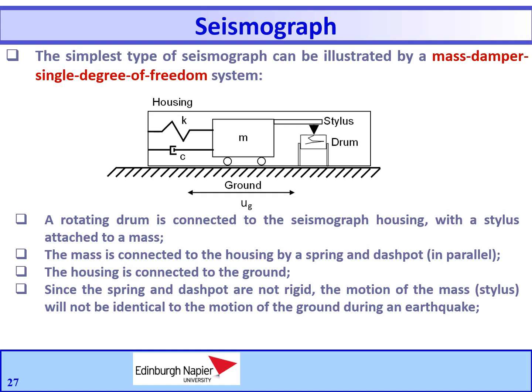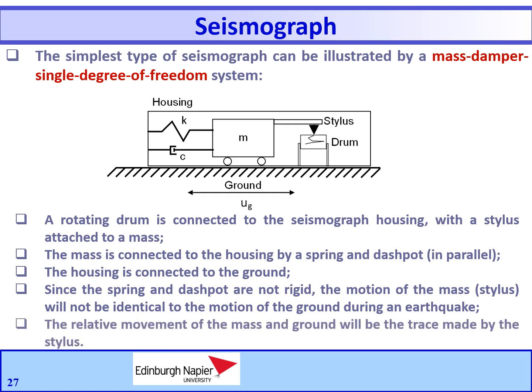The housing is connected to the ground, and since the spring and dashpot are not rigid, the motion of the mass and the stylus will not be identical to the motion of the ground during an earthquake. The relative movement of the mass and ground will be the trace made by the stylus.